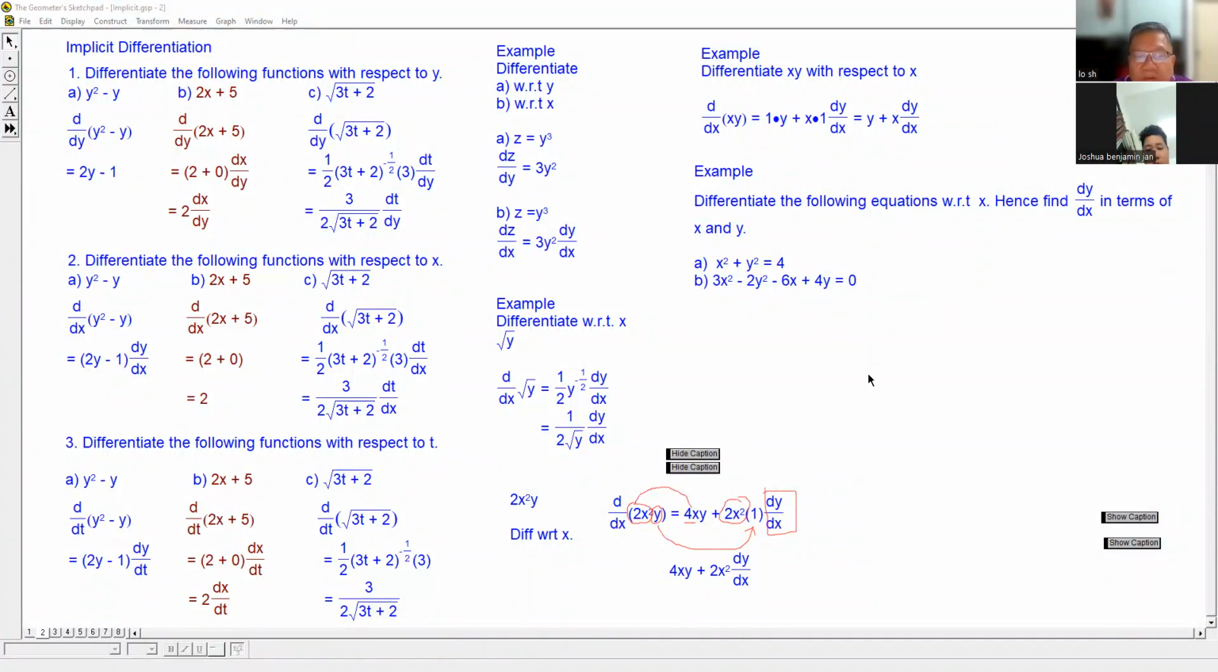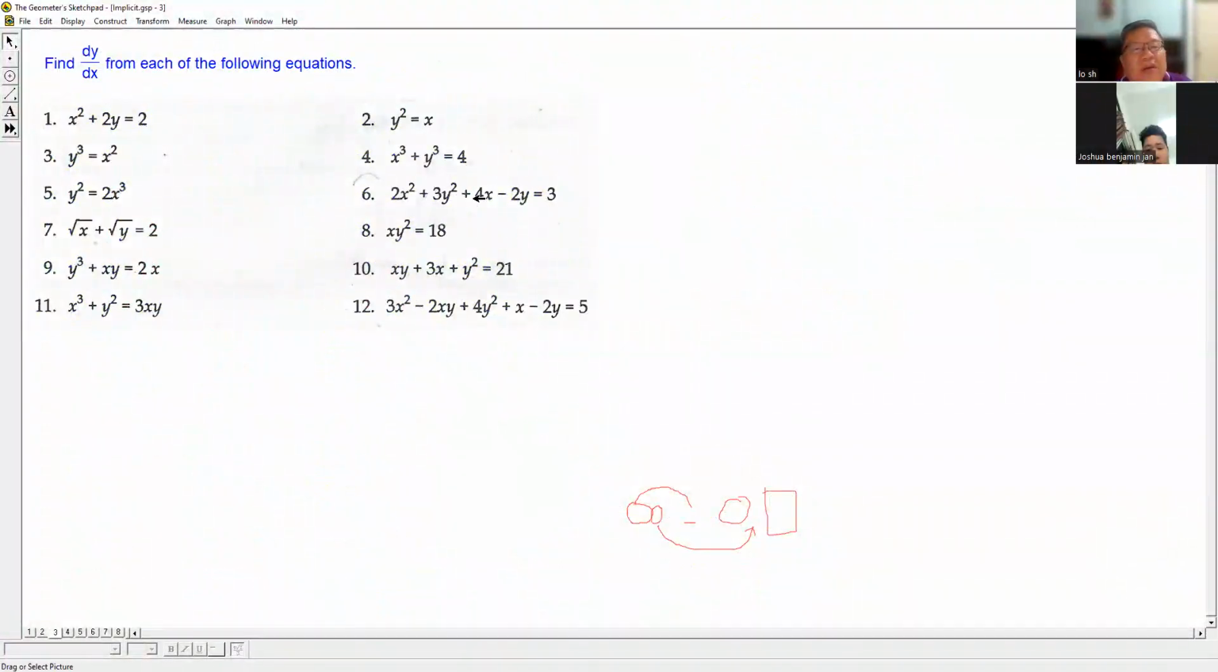Any question? Can follow or not? Okay. So if you can follow, then we continue with the next lesson. There will be no homework on implicit differentiation because it is very difficult, the implicit one like that.